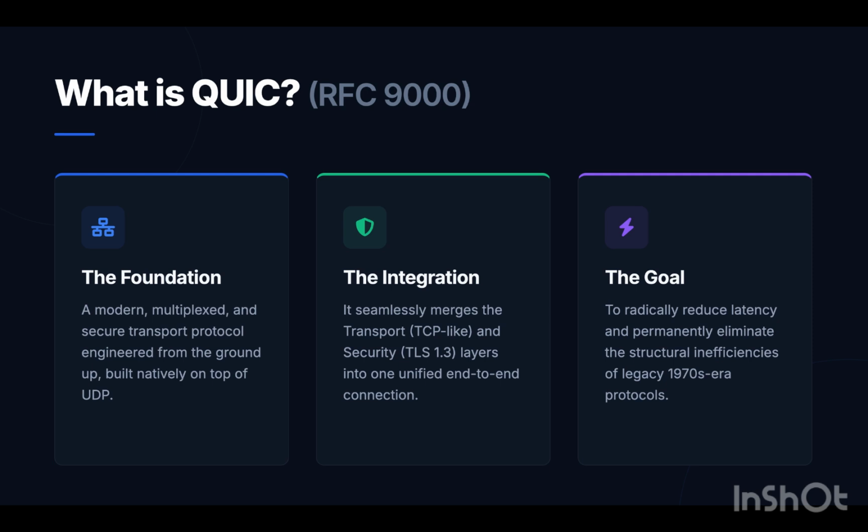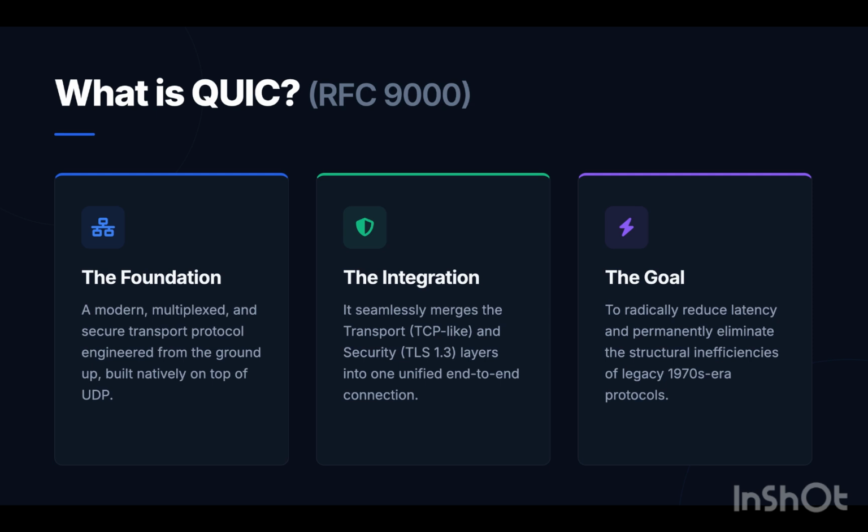Here's what makes QUIC special. The three things. First, the foundation. QUIC is built from scratch on top of something called UDP, a lightweight delivery system. Unlike older protocols, QUIC is multiplexed, meaning it can handle multiple conversations at once, and it's secure by default. Second, the integration. Traditionally, internet connections have two separate steps, one for transport and one for security. QUIC merged both into one using TLS 1.3 for encryption, creating a single unified end-to-end connection.